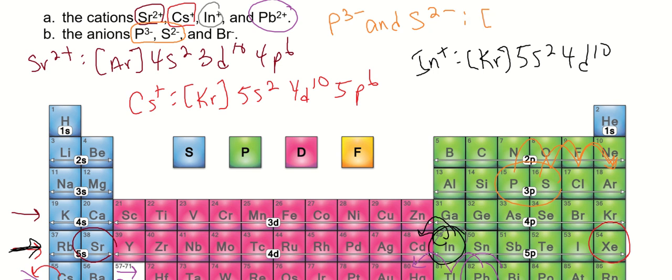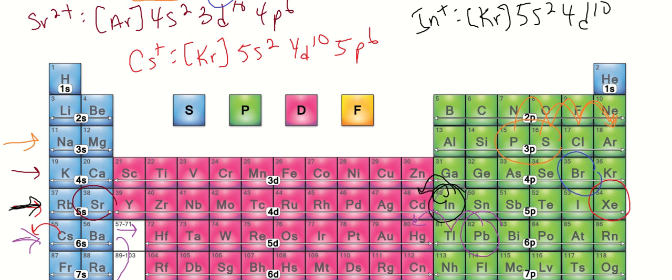So the noble gas before number 18 is neon. And we'll just pick it up from here from the 3s2, 3p6. And finally, let's go to bromine or bromide.